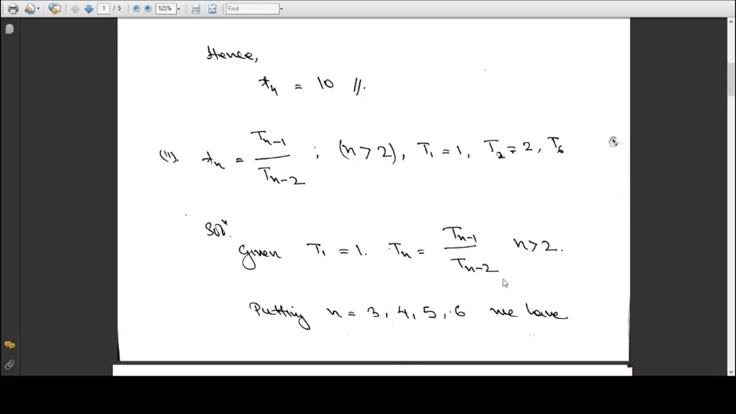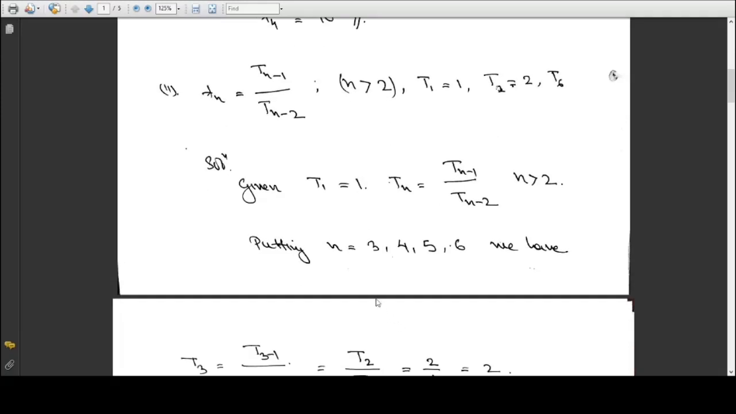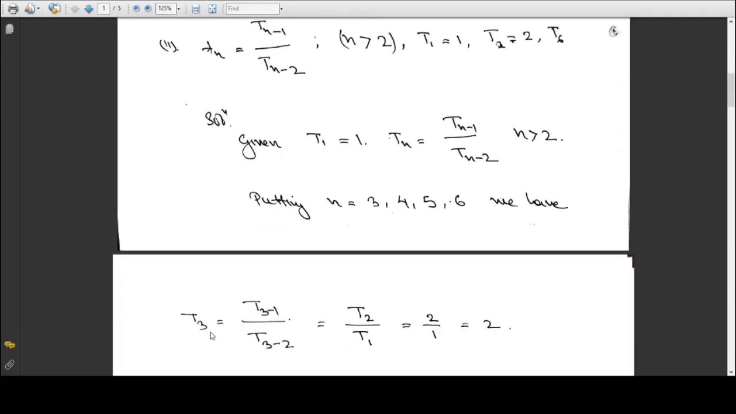Because we have to find term 6, we have to put the value of n to be 3, 4, 5 and 6 to get the value of T6. Now putting n equal to 3, instead of Tn we put T3, which is Tn minus 1 by Tn minus 2. 3 minus 1 is 2, 3 minus 2 is 1. That means term 2 divided by term 1. Term 2 is given to be 2, term 1 is given to be 1, so T3 is 2 divided by 1, which is 2.